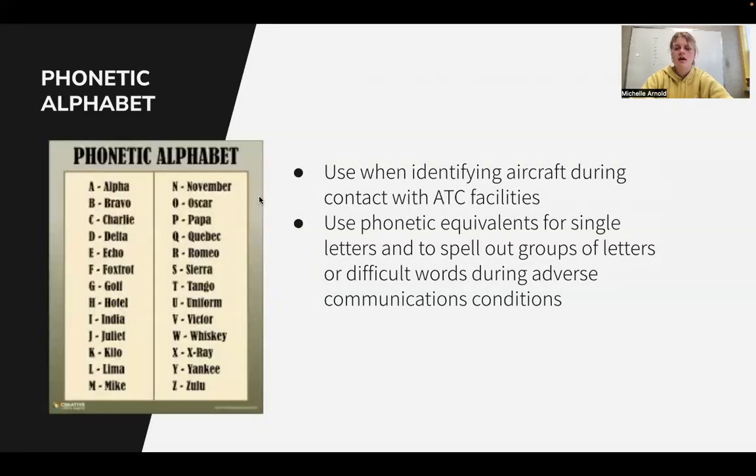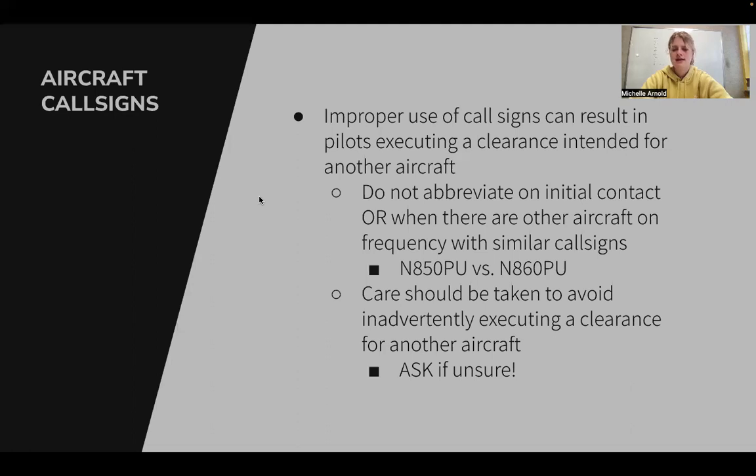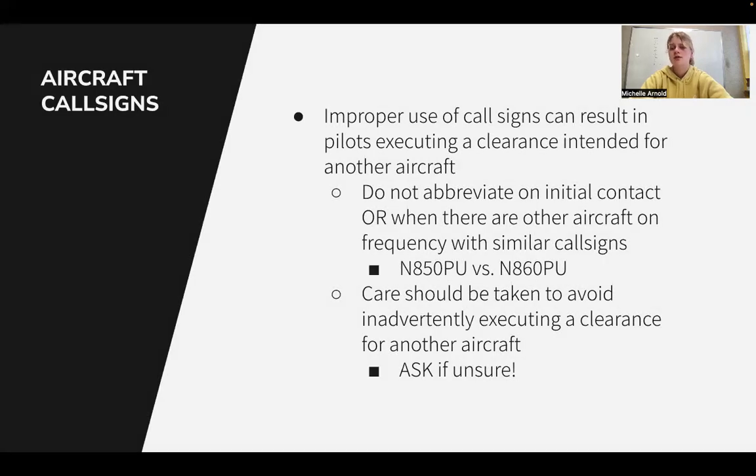Another thing to keep in mind is that here at Purdue, we can just use Purdue 50, Purdue 57. But if you're going to a different airport, you want to make sure to say the type of aircraft. So we're Piper Archers, so we would say Archer Purdue 50, just so that the other airports know what type of aircraft they're looking for. If you're a Cessna Skyhawk, you would say Skyhawk 48 Alpha, whatever your call sign is.